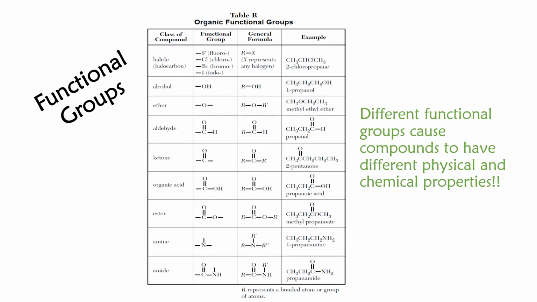So we've been talking about the different functional groups that are given to us in Table R. And so far we have covered a lot of them. Remember that different functional groups basically just represent that those compounds are going to have different physical and chemical properties. Today we are going to be talking about the amines and amides. These are two of the functional groups given to you in Table R.